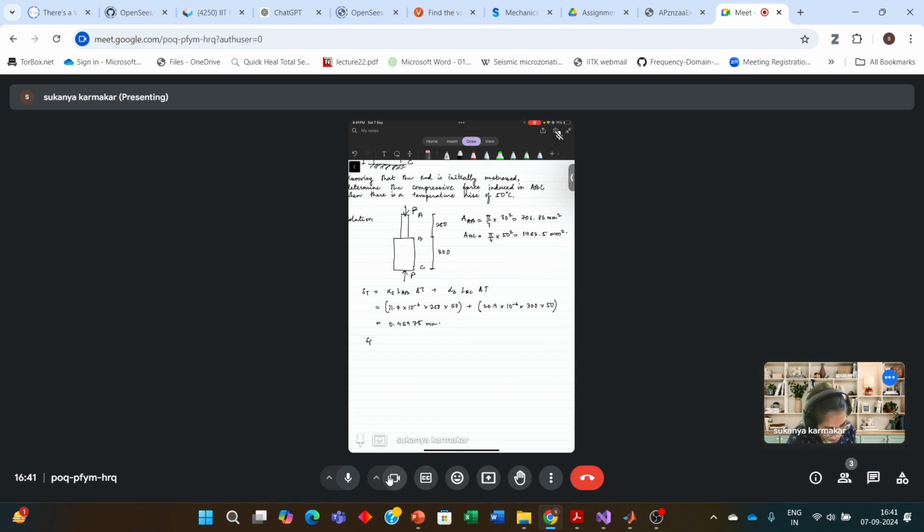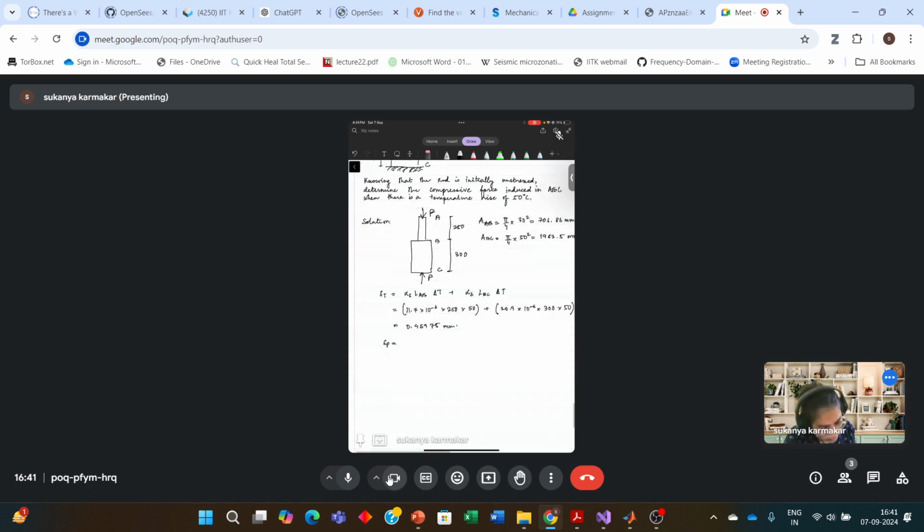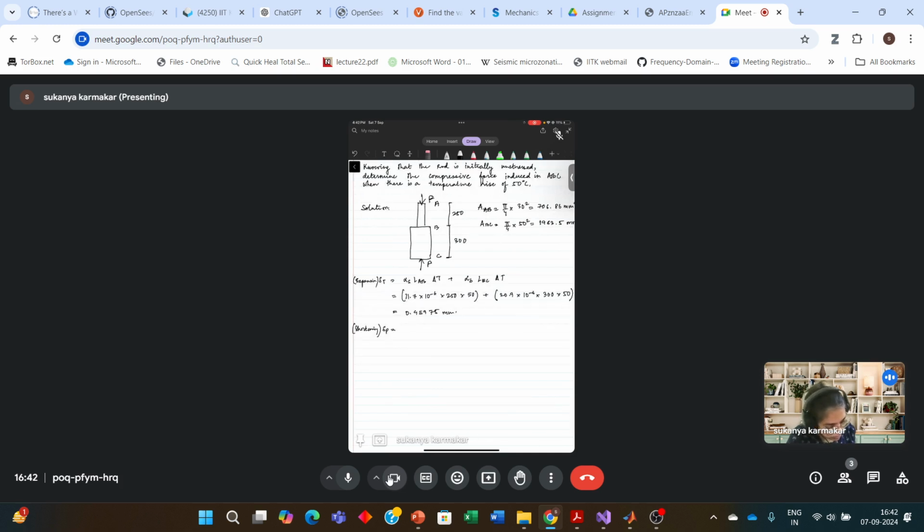So delta P. Because of this delta T, there is expansion because there is a rise in temperature, and because of the compressive force, there is shortening. Now delta P will be PLAB by ES into area of AB plus PL length of BC by, this is made up of bronze, and area of BC.